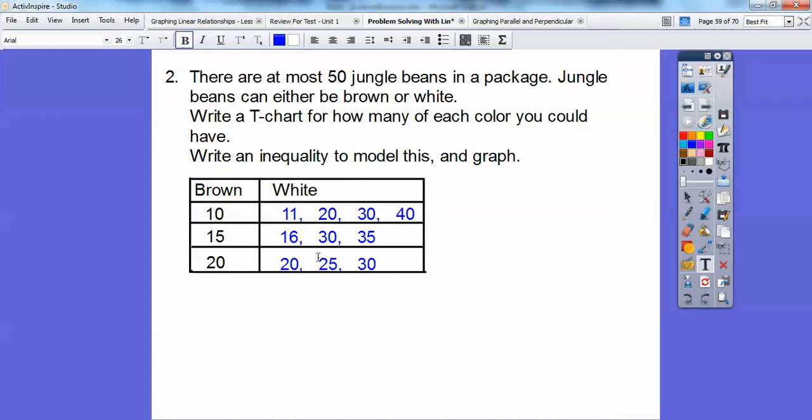So it doesn't have to be these numbers. It could be 21, 22. It could be 1. Just the brown plus the white has to be at most 50, and 20 plus 1 is less than that, so that would fall under the category of at most 50. Now I could have chosen X and Y, but I'm going to choose B and W for brown and white. So B would be the brown and W would be the white. At most, less than or equal to 50. Just think of B as X and W as Y, just like alphabetical order. X comes before Y in the alphabet, so B comes before W in the alphabet.